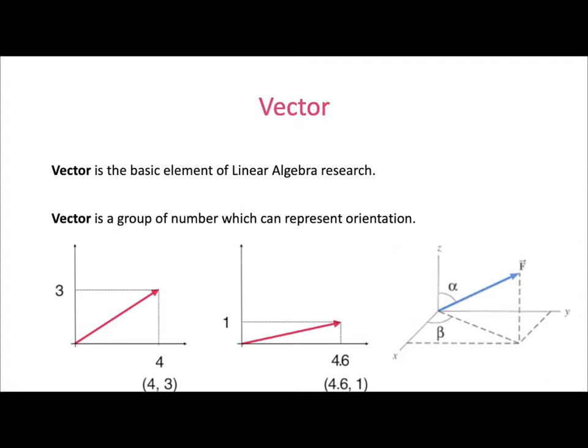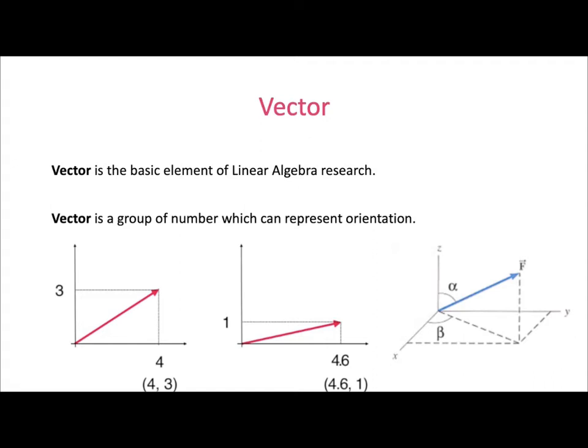Please note that in this example I have walked 5 kilometers, but the final destination is not the same. So only using the number 5 is not enough to show where I finally reach. Then the vector has its meaning.